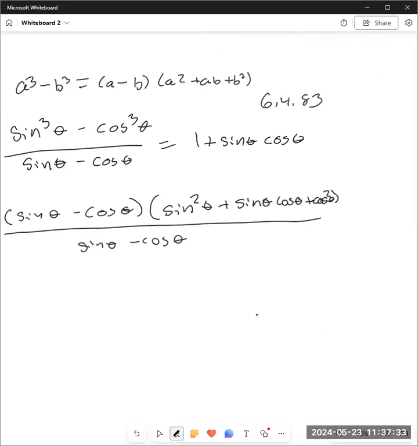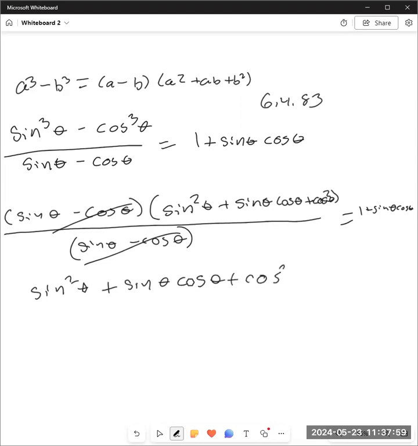So equals 1 plus sine theta cosine theta on this side. Okay, so we have a common factor here, and that's sine squared theta plus sine theta cosine theta plus cosine squared theta equals 1 plus sine theta cosine theta.